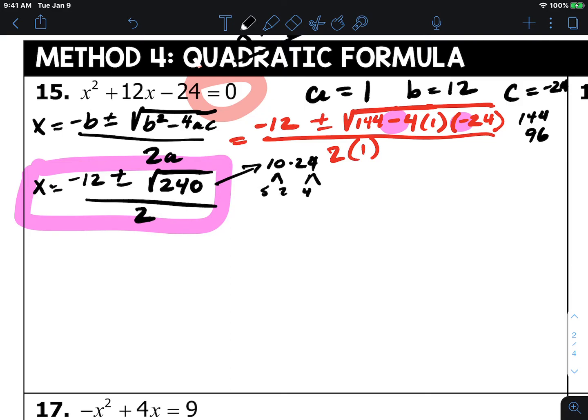There's 4. And there's 4 times 6, right? Well, I'm going to also factor that one into a 2 and a 3.